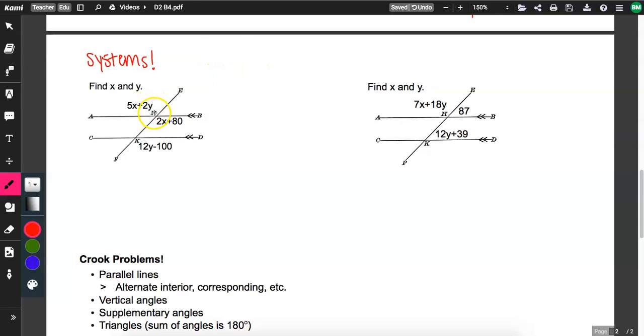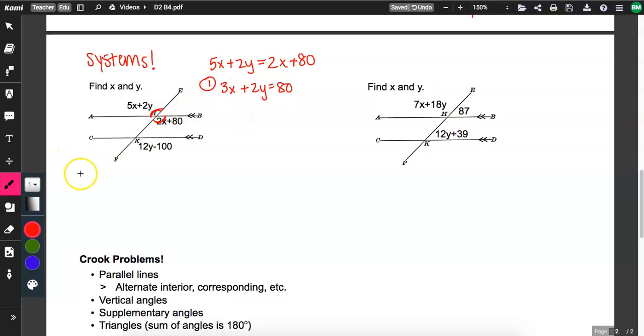So I know that 5x plus 2y should be the same as 2x plus 80 because those are vertical angles. So we're tying in everything, not just the transversal definitions. I'm going to solve this one. I'm going to get x and y on the same side here, so I'll subtract 2x: 3x plus 2y equals 80. So that's my first equation of my system.